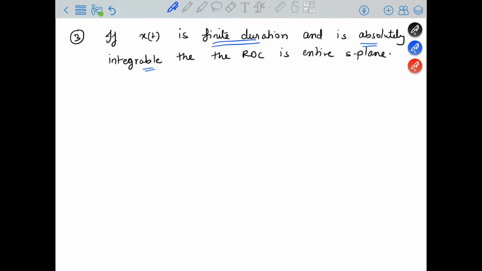An absolutely integrable function is one where you integrate from minus infinity to infinity, and you get some finite value. Finite duration is basically that the signal has values between two points. Suppose we have t1 and t2, and the signal is defined between t1 and t2 in some arbitrary manner, and apart from this the signal has 0 value. So this signal is defined for some finite duration. That's why we say x(t) is a finite duration signal.